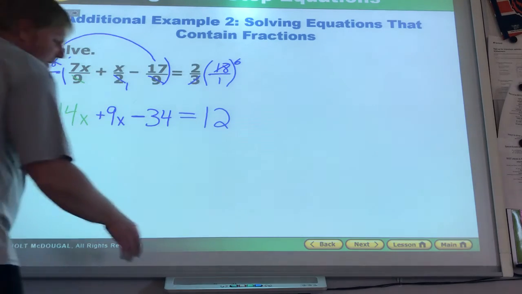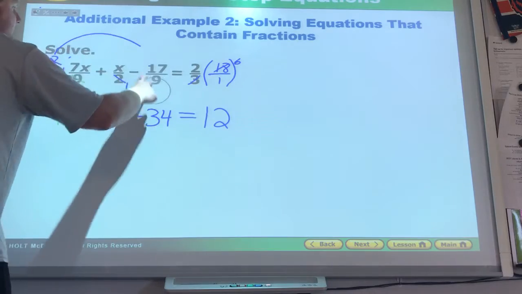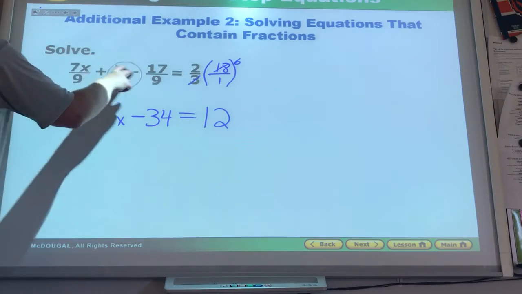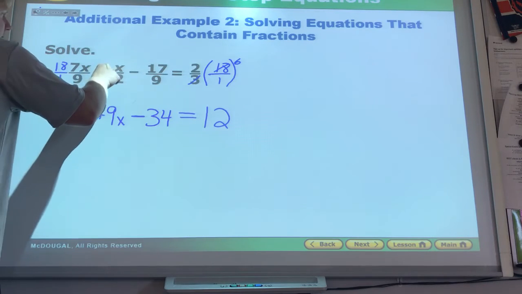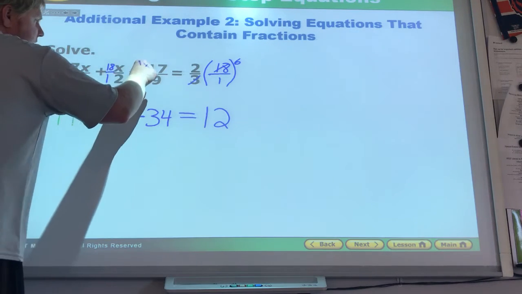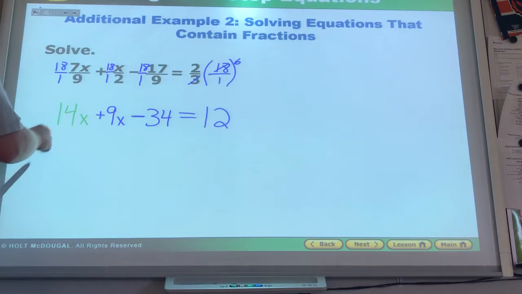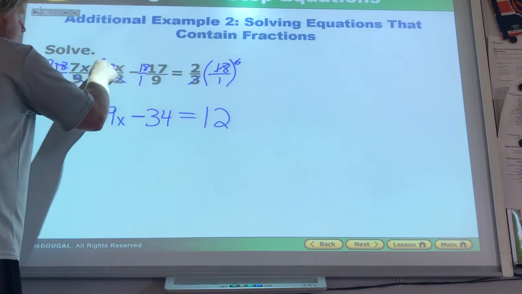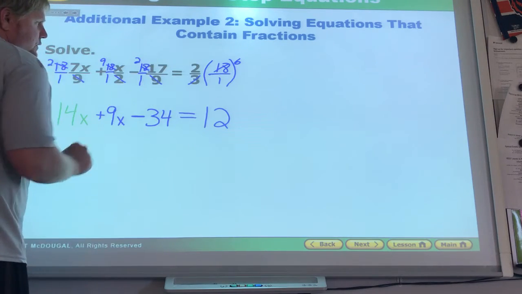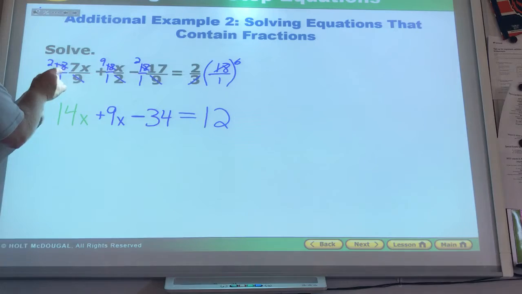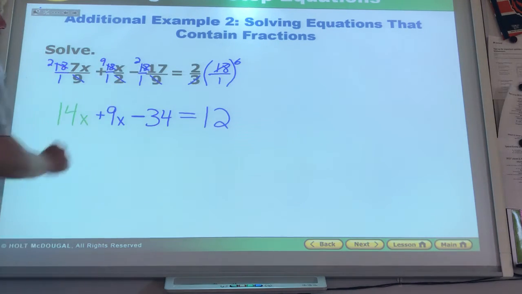I have a lot of students that like to do it this way. Instead of writing out that distributive property, I'm taking 18 over 1, times 18 over 1, times 18 over 1, and then the distributing makes a lot more sense to them. 2 times 7, there's 14. 9 times x, there's 9x. 2 times 17, there's the 34. A lot of students like to write that times 18 right in front of each problem.